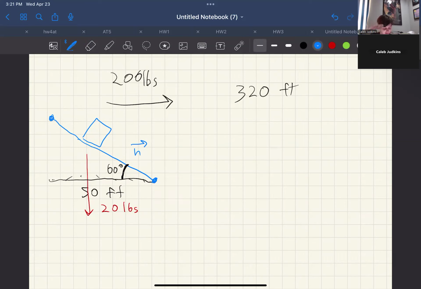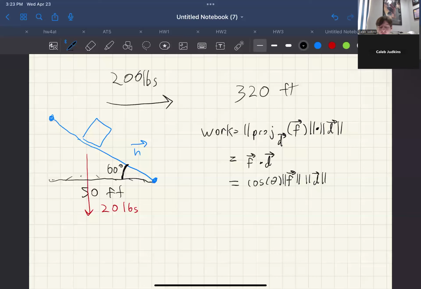And then we have this downward force of 20 pounds as well. Now, we have three formulas when we bring up the idea of work. We have the magnitude of this projection vector times the magnitude of the direction, the distance that we move, the dot product of the force with the direction, and then this cosine theta times the two magnitudes.